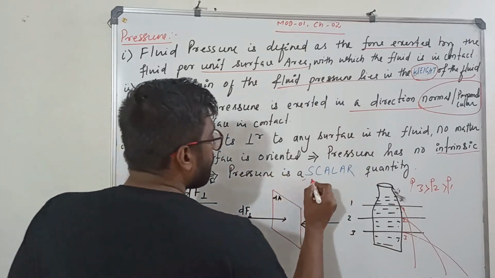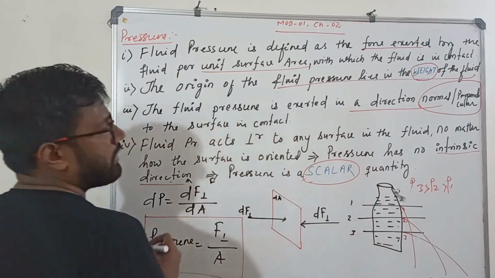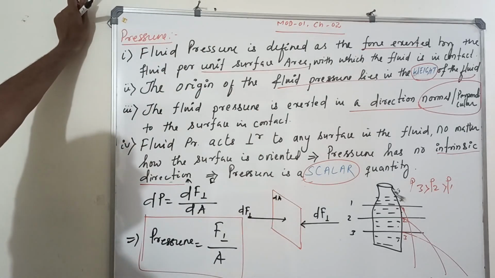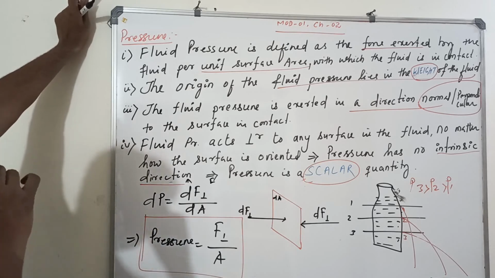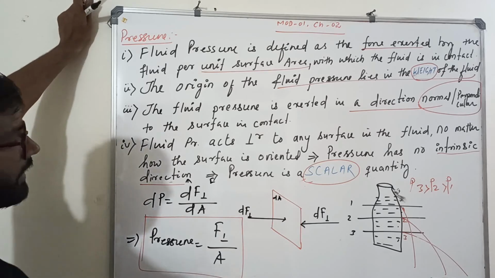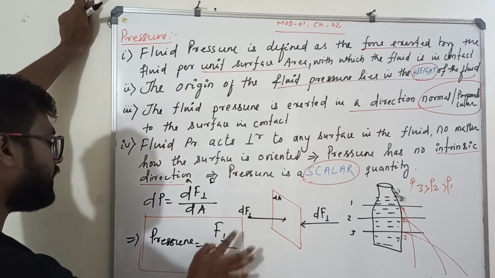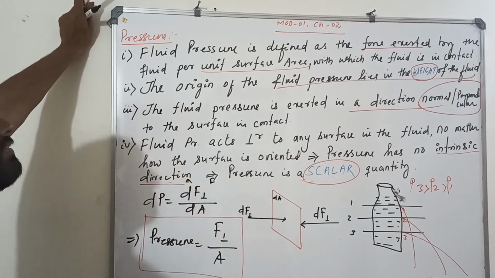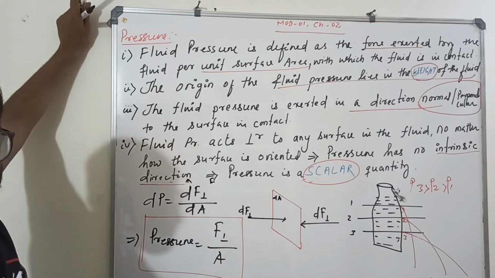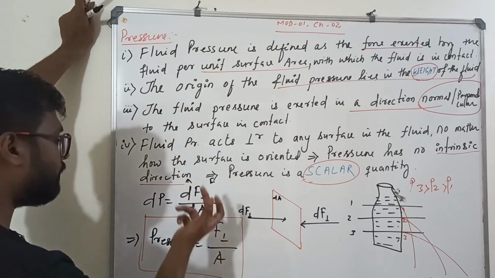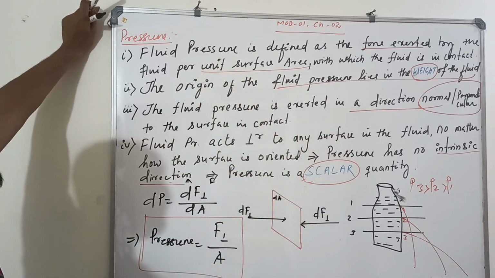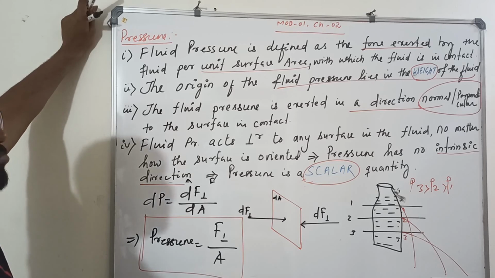Hence, pressure is which quantity? Pressure is a scalar quantity. They ask this in the exam. Sir, why such a big deal about pressure being a scalar quantity? See, force is which quantity? Vector. Area is which quantity? Vector. Force and area both are vector quantities. Formula-wise both are vectors. But pressure is which quantity? Scalar quantity, because it does not have an intrinsic direction. So even if force is a vector quantity and area is a vector quantity, pressure is a scalar quantity.